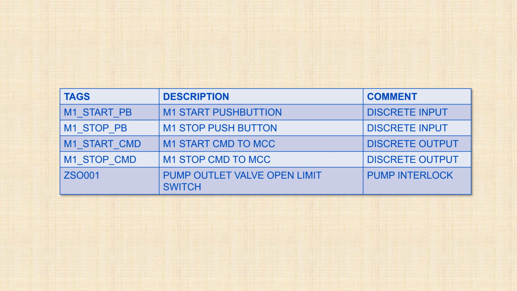First, we will create logic in a non-modular way. For this, we will have to create tags for inputs and outputs for a particular motor. Let's take an example of a motor tagged M1. For this motor, there are 5 tags created.